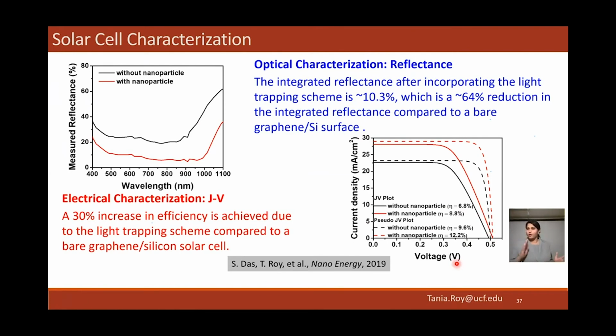So only, or recombination lifetime. So the only thing which is increasing is the short circuit current density because there is higher absorption by the light trapping scheme. So we see a 30% increase in efficiency due to the light trapping, and we also do the pseudo JV characteristics because the Schottky junction solar cell is also contact limited. So there also we see similar enhancement in the efficiency because of adding the light trapping scheme.